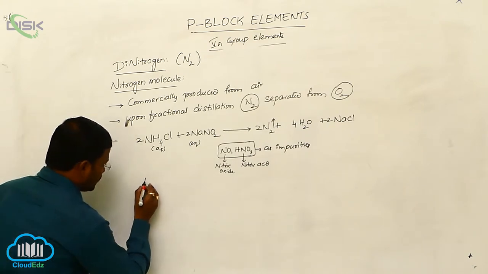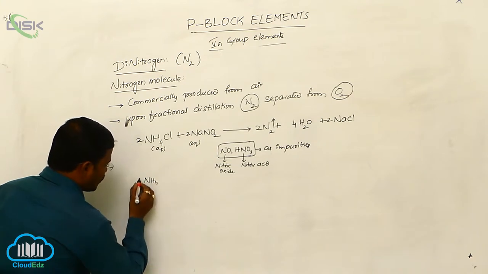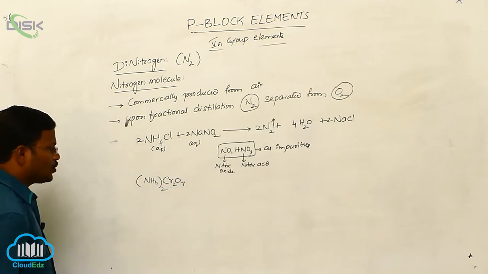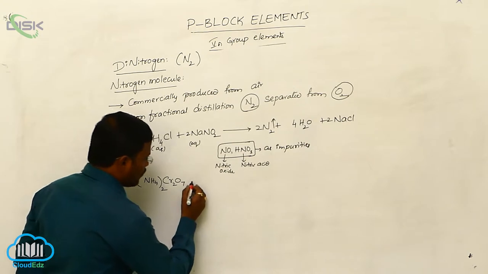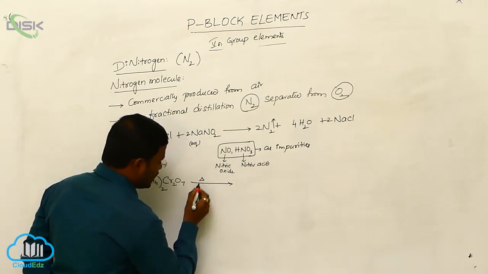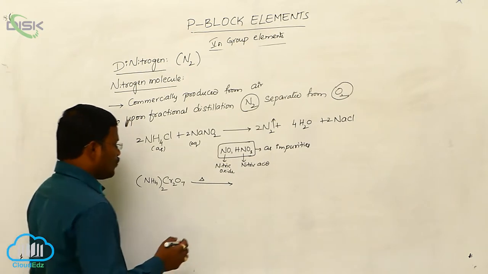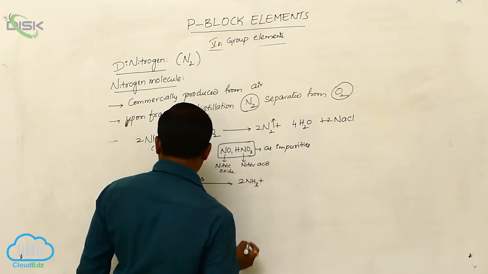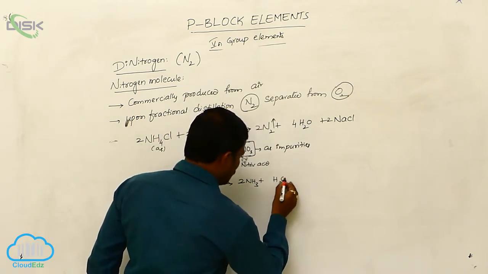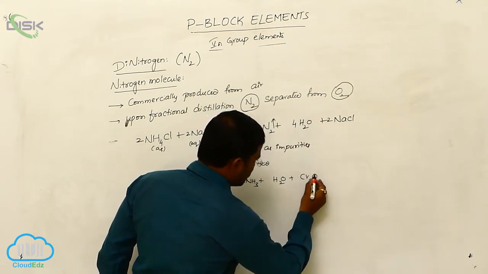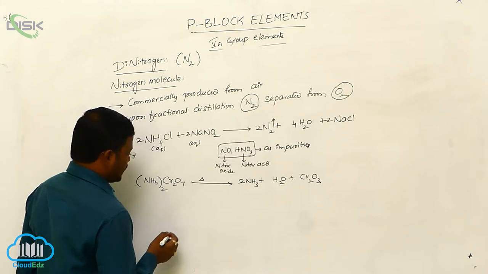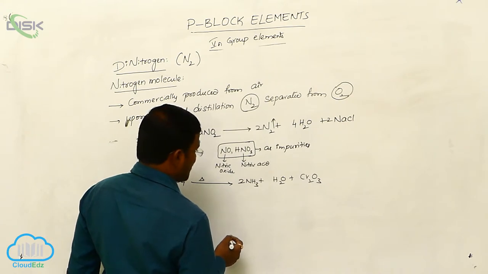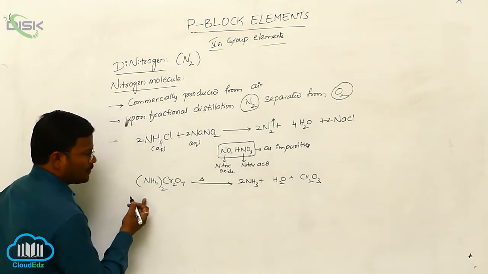Next, in one more method, dinitrogen is produced from ammonium dichromate, (NH4)2Cr2O7, upon thermal decomposition. Upon heating, ammonium dichromate dissociates into N2 plus H2O plus Cr2O3. So this is the chemical reaction.